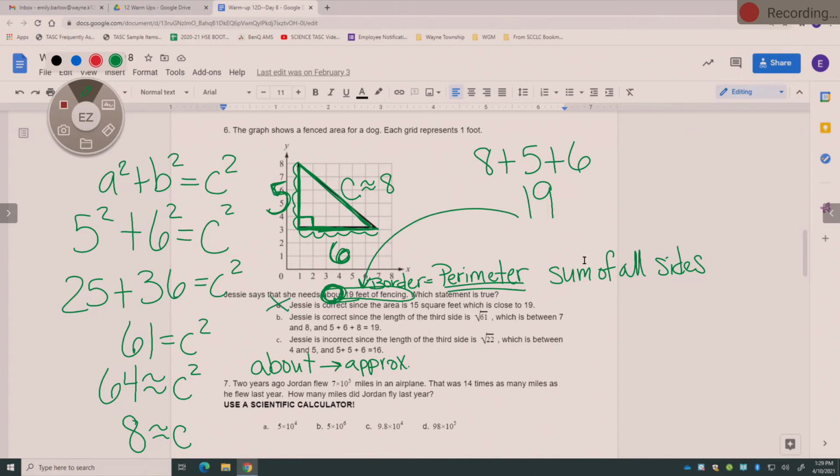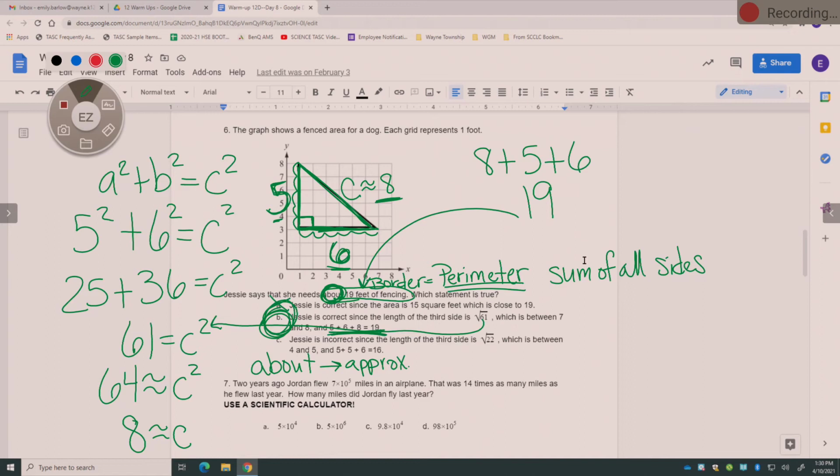Letter B, Jesse is correct since the length of the third side is the square root of 61, which is between 7 and 8, and 5 plus 6 plus 8 equals 19. Yeah, that is exactly what we just did. All right, so our answer is B because this is our perimeter, right? 5 plus 6 plus 8 is 19. That is just what we did.